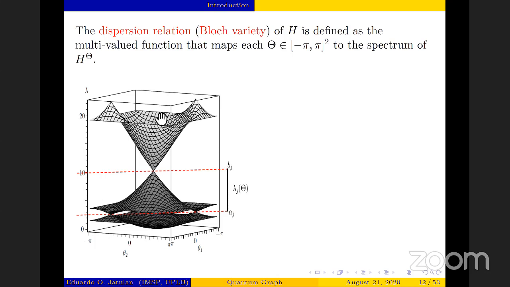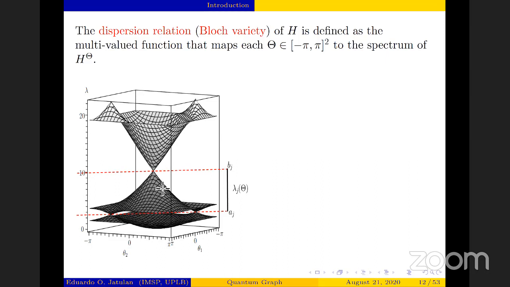Collecting all those multi-valued functions, we can come up with this. For example, in this figure we have our Brillouin zone, and the dispersion relation is just the multi-valued functions. At a given value of the Brillouin zone, say theta 1, theta 2, we have the discrete eigenvalues of H theta. Collecting all those, we come up with this beautiful structure, which we call the Bloch variety.